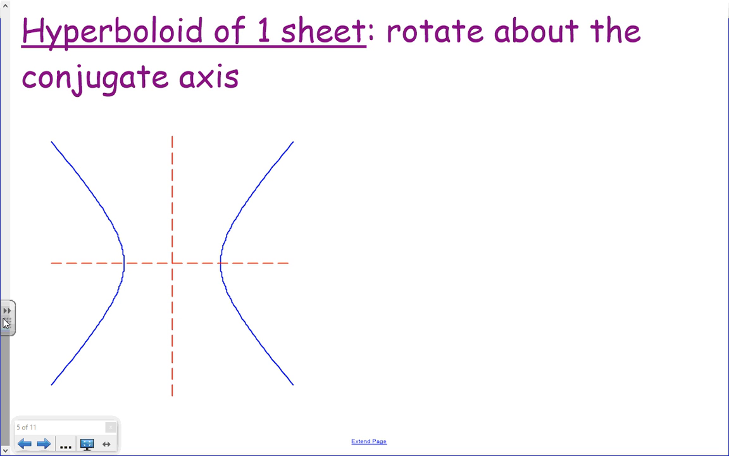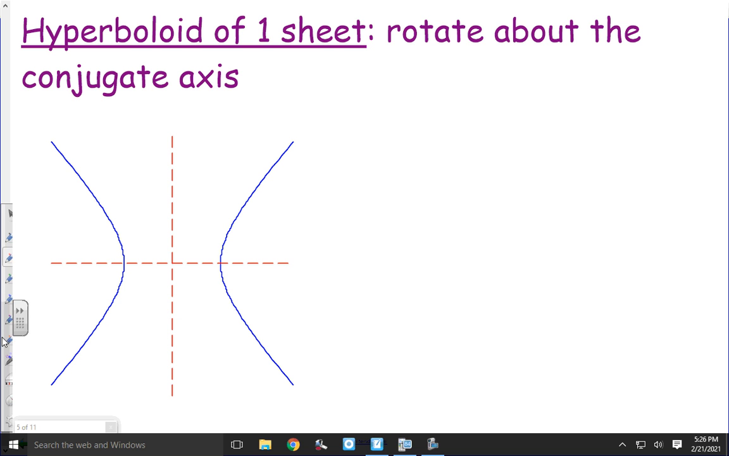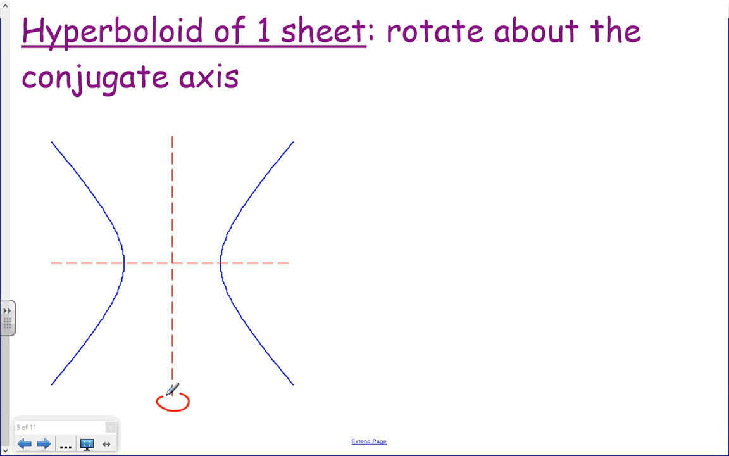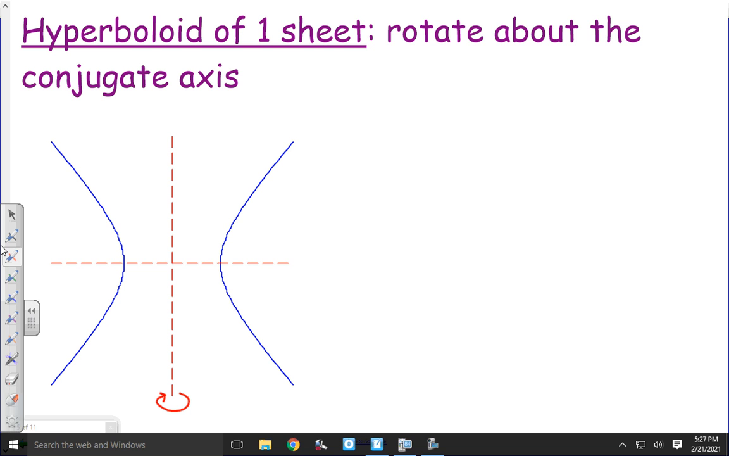So the conjugate axis is the axis that does not go through the hyperbola. It goes through the center, but not through the hyperbola. So we're rotating around this axis right here. And so when we rotate this around, we end up with something that looks like this.